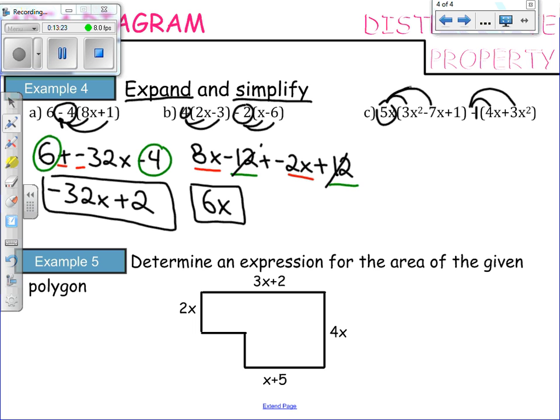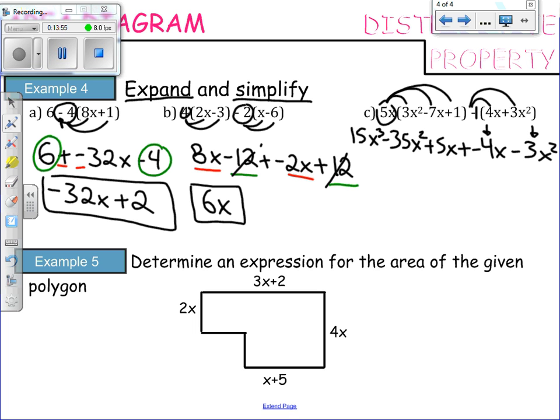15x to the power of 3 minus 35x squared plus 5x plus negative 4x minus 3x squared. That negative 1 distributed in to give you that negative 4x and negative 3x squared. Now we need to combine like terms.